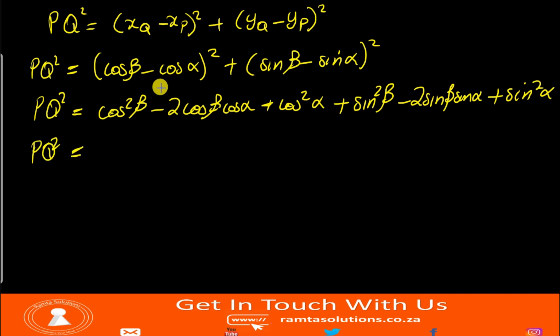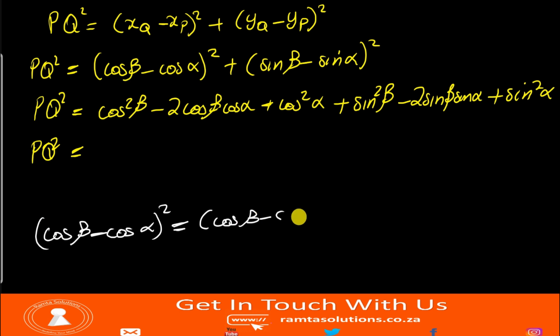Continuing, PQ square. To those who are confused, let me write this quickly. Cos beta minus cos alpha, remember it's all square. It's similar to saying this multiplied by itself. So you're using the FOIL method. This is what you get when you use the FOIL method. Okay, perfect.